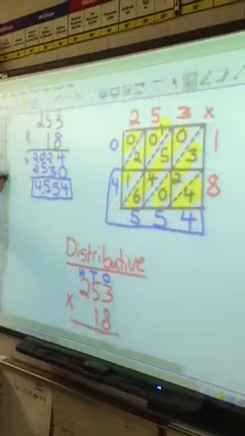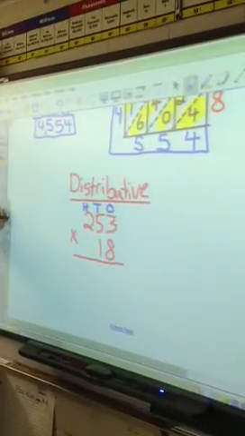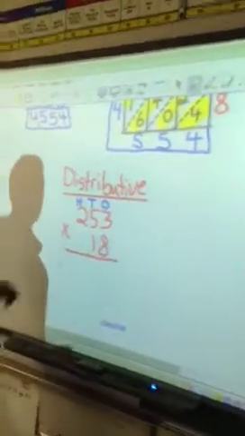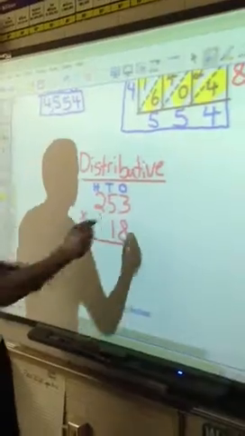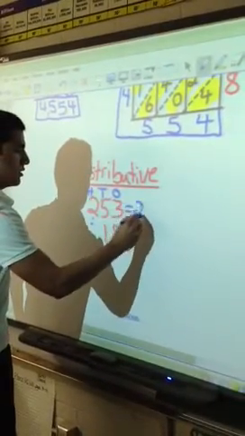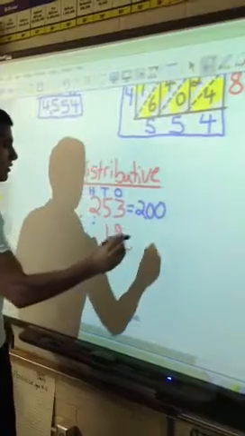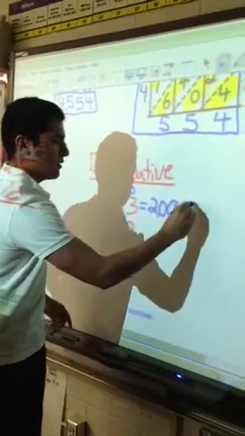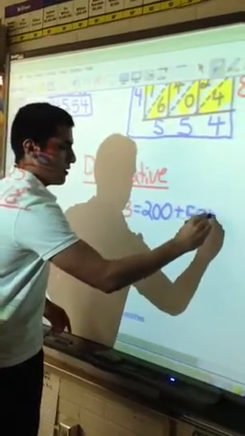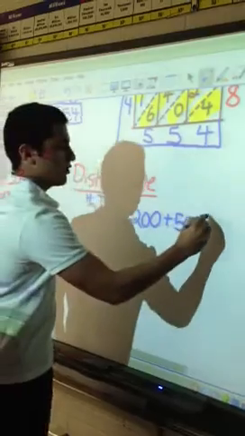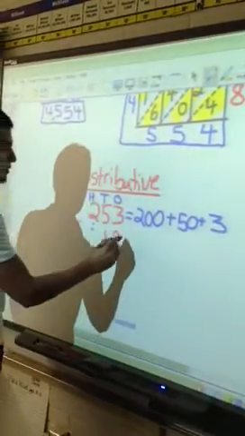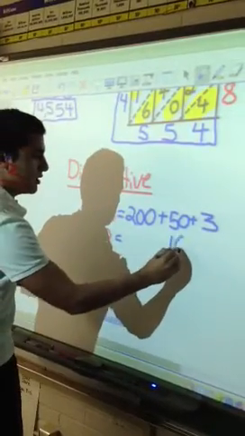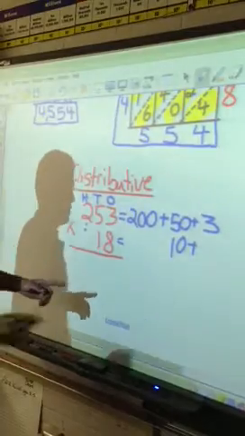The next method I will be showing you is the distributive property. So the first thing we do is we look at our hundreds. So we have 2 hundreds. So we put 200. Then we have 5 tens. So we put 50. And then we have 3 ones. So we put 3. We do the same thing to 18. So we have 1 ten, which is 10, and 8 ones, which is 8.